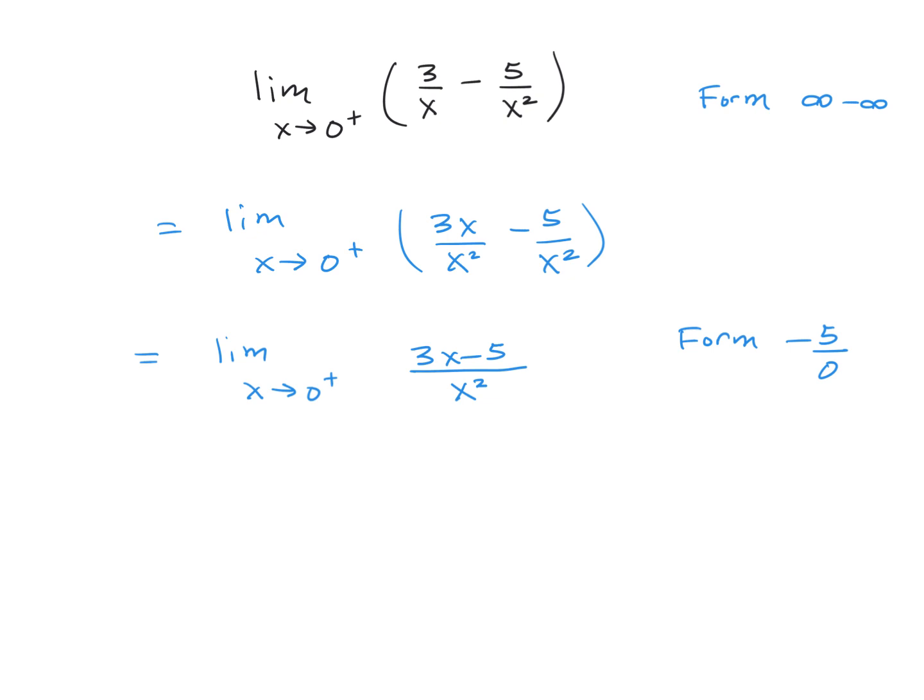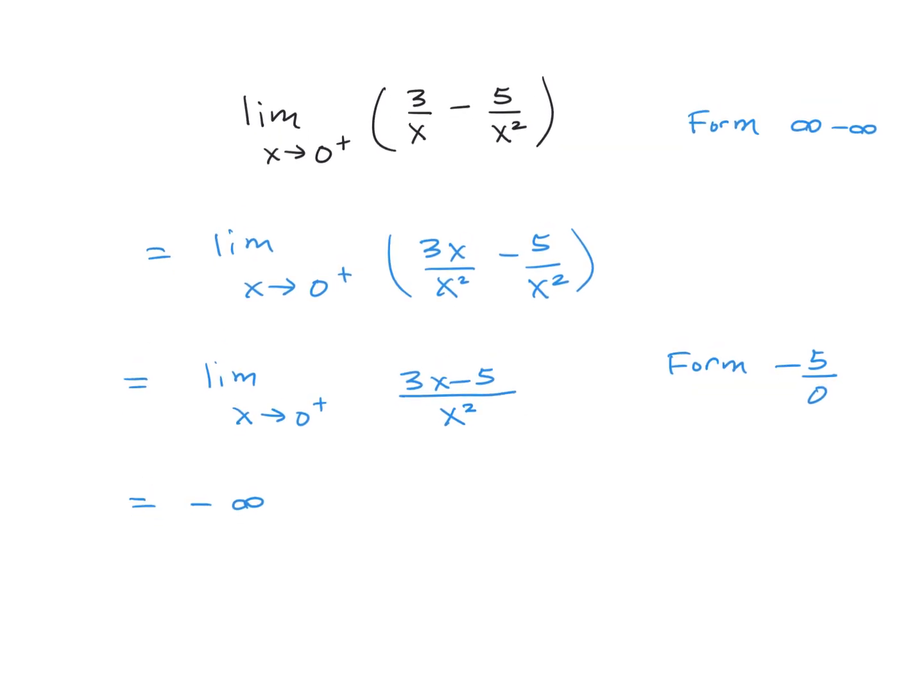So again, 3x minus 5 is approaching the value of negative 5 as you approach 0, and our denominator is going to 0. That means you're taking a fixed constant and dividing by a number that's getting smaller and smaller. The result is going to be an answer that's getting larger, but in the negative direction. So this is going to be equal to negative infinity. Again, the limit does not exist, but we're describing it with the direction of negative infinity. So if we back up to the original problem, this limit is negative infinity.